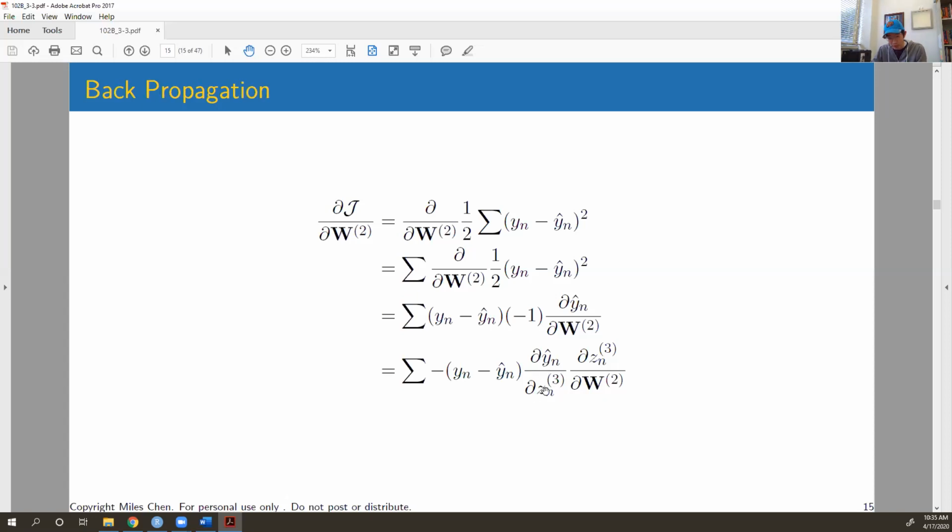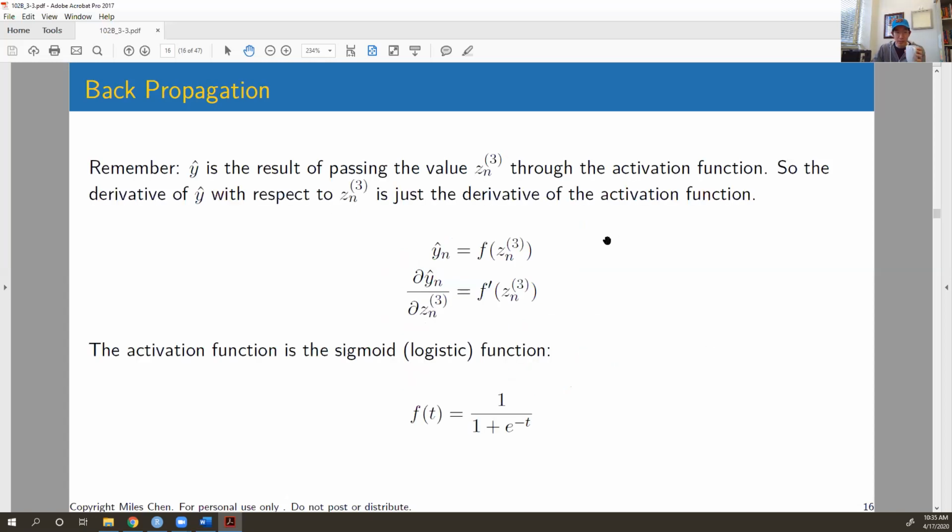And so each of these terms, we'll have to do a little bit of calculus here to figure out how y hat changes with respect to that input value z sub n, and then we'll have to ask how z sub n changes with respect to the second weight matrix W. Okay. If any of these steps feel like, wait, how did you do that? Just raise your hand or give me some kind of feedback, and I'll pause.